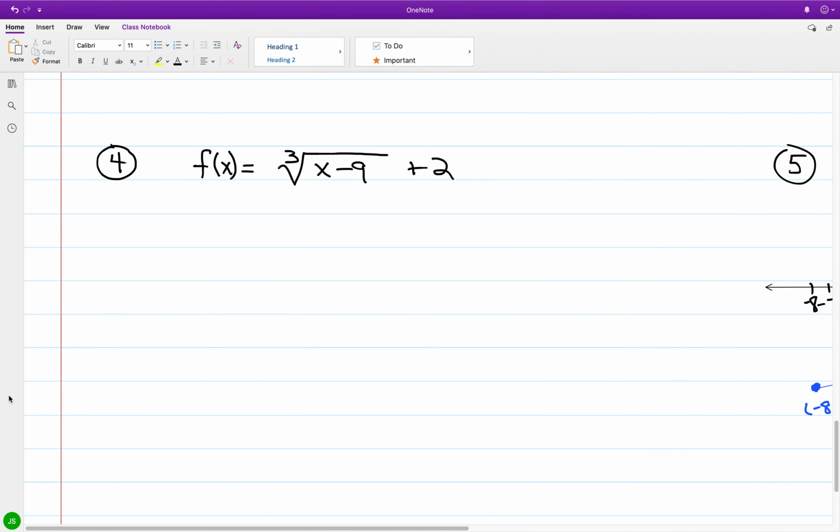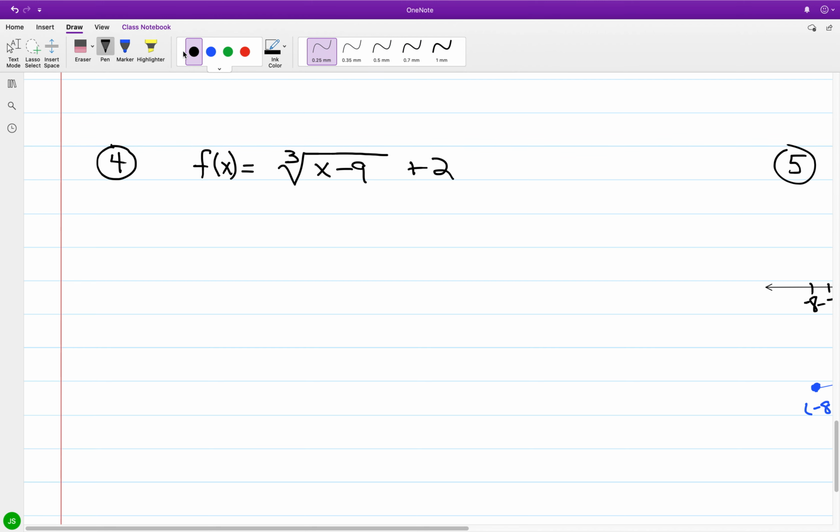Okay, continuing with what we have for section 3.1. Now we're looking for the inverse function of f of x is equal to the cubic root of x minus 9 followed by the addition of 2. And for what we have here, again, f of x, another way of saying y. Here we have y is equal to the cubic root of x minus 9 followed by the addition of 2.